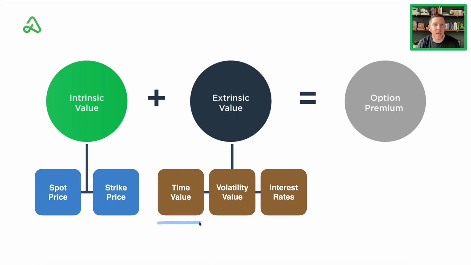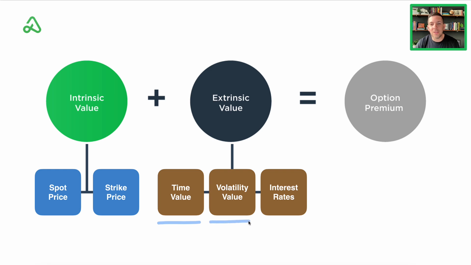Extrinsic value is a little bit different, a little bit more fluid, but broadly speaking, it's time value. How much time is there left until expiration? All other things being equal, an option contract that has 100 days until expiration is way more valuable than an option contract that has no days left, or 1 day left until expiration. And again, I'll go through examples to show you.